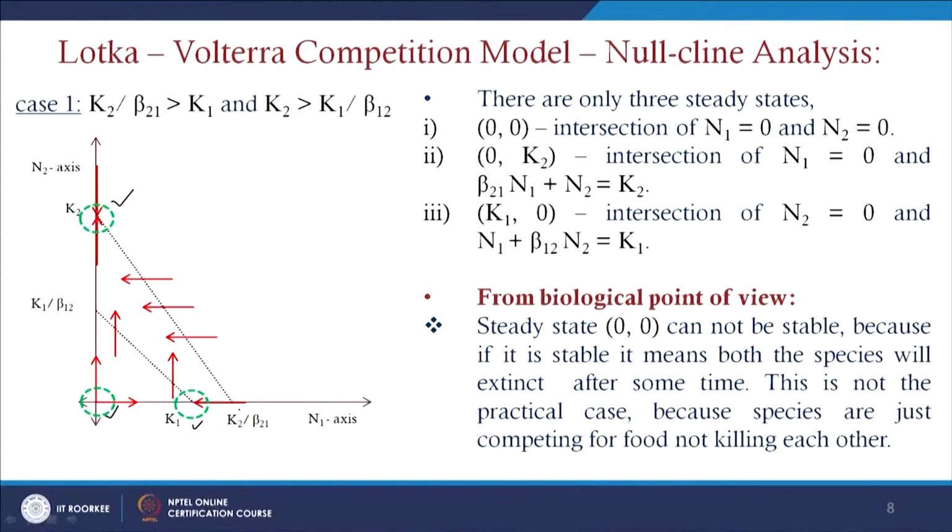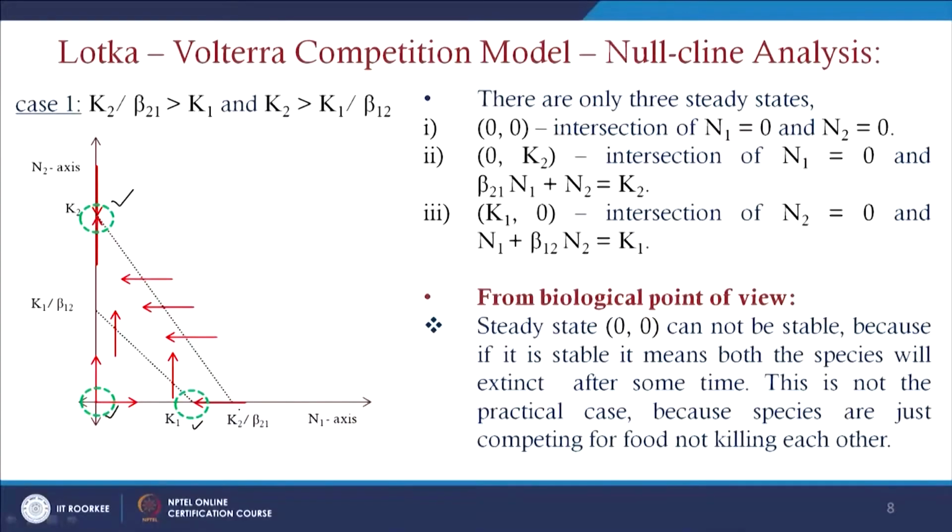So, this is not the practical case, because species are just competing with each other for food, not killing each other. They will survive alongside each other, whatever resources are available. Some species can eat and survive in any type of situation. That is why we cannot say that this 0 0 point is a stable point here.